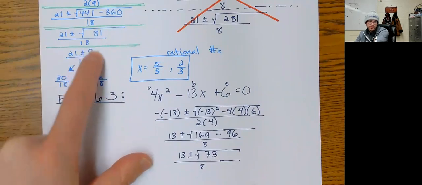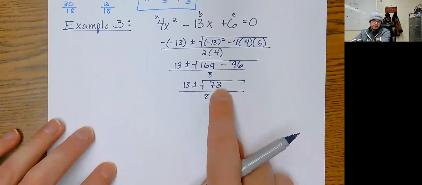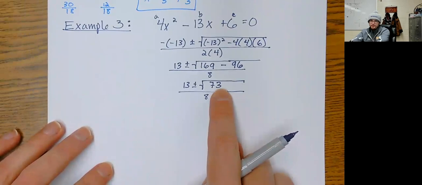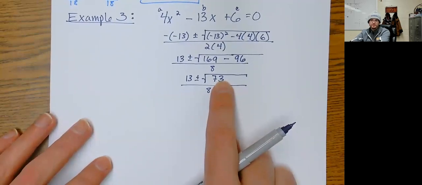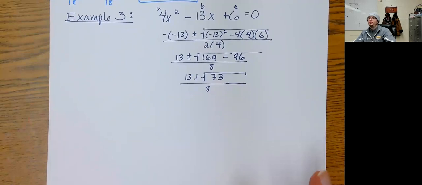Right? Square root of 81 is 9. Is 73 a perfect square? No, it's not. I even think 73 is a prime number. I don't think anything goes into 73. I'm pretty sure it's a prime number. So that's an issue. That means I cannot simplify it. And I'm going to double check on that.